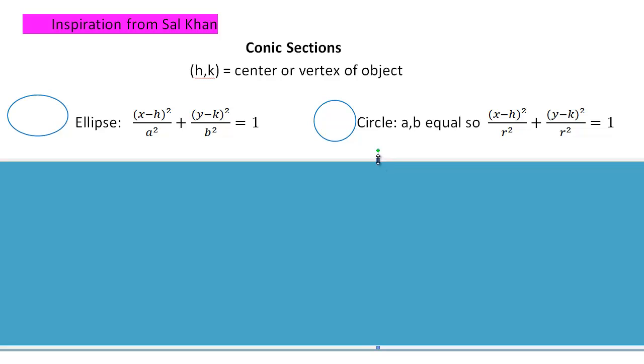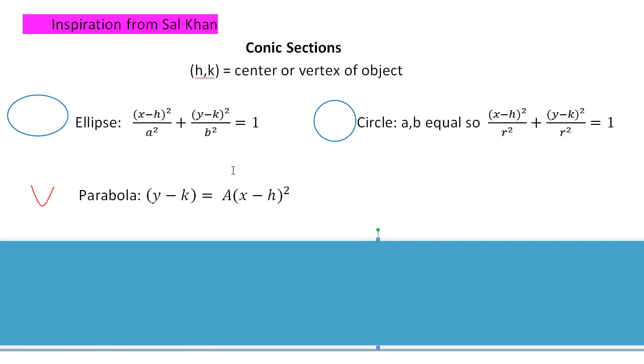And we derived the equation for a parabola, and it's a little bit different. If h, k represents the vertex of the parabola, the equation is y minus k equals a constant term times (x minus h) squared. And that term a represents how far up or down we're going to go from the vertex to both the focus and the directrix of that parabola. So the final conic section we're going to look at is the hyperbola.